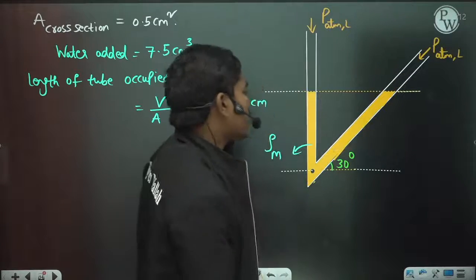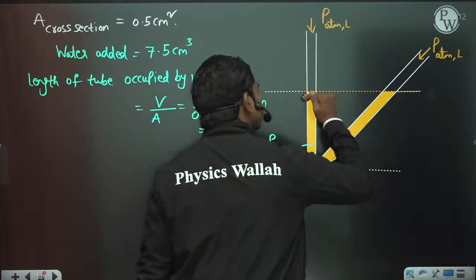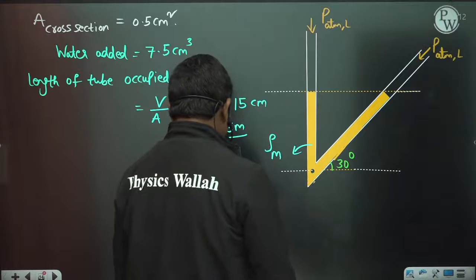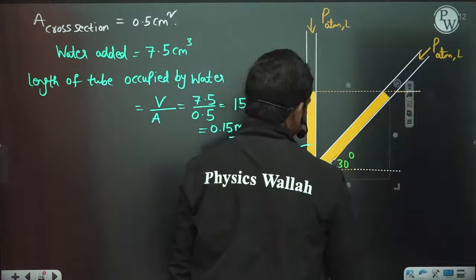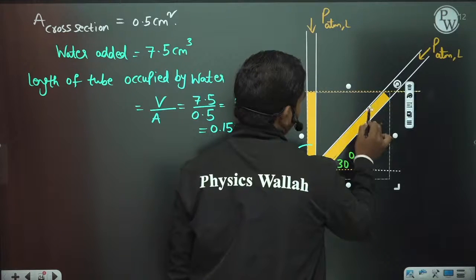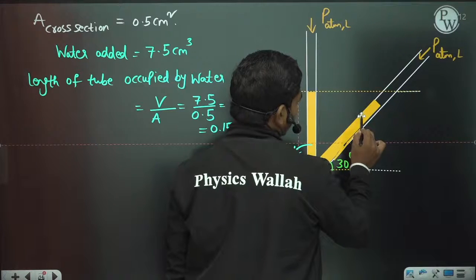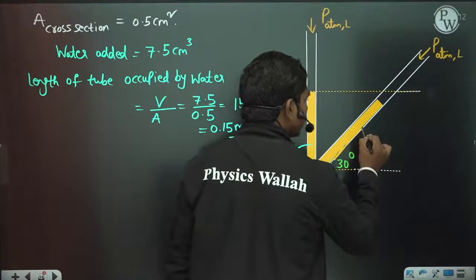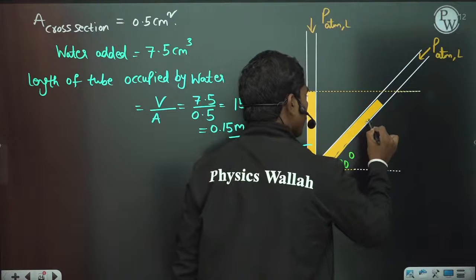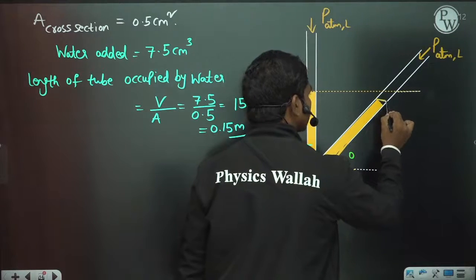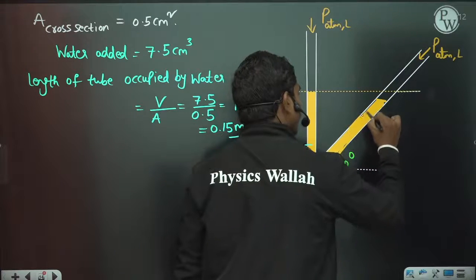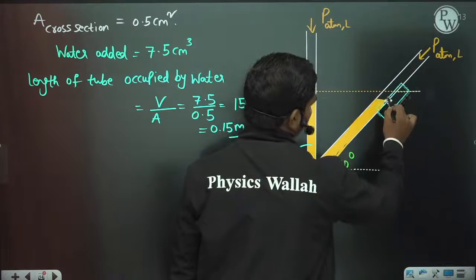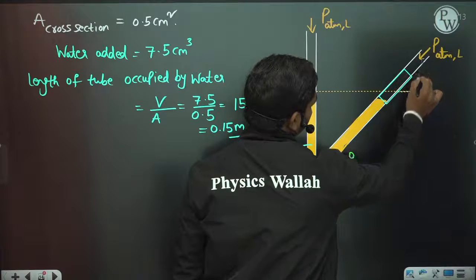But because of the pressure difference, what happens? This mercury level will slightly come down and this mercury level will slightly rise up. Let us see that. Let us suppose this mercury level will slightly come down because of the added fluid. That creates some pressure difference. So this level will come down like this to some extent, and water will occupy the space. So water will occupy the space like this. Water occupies the space of some length, so water will occupy this space.